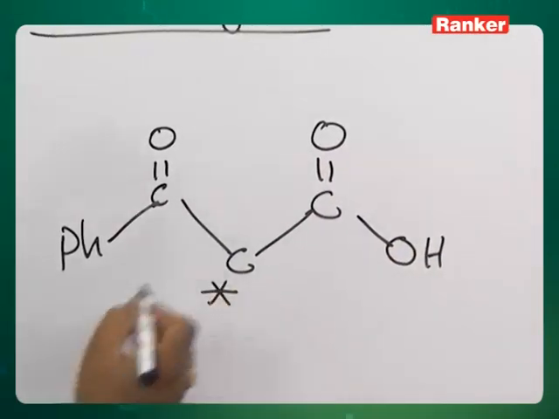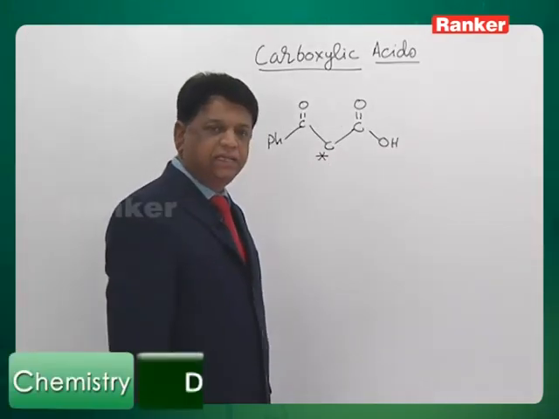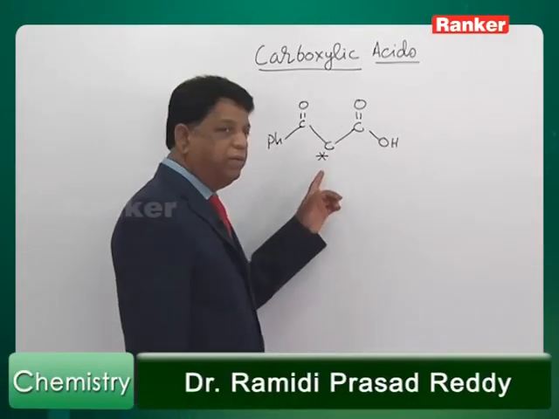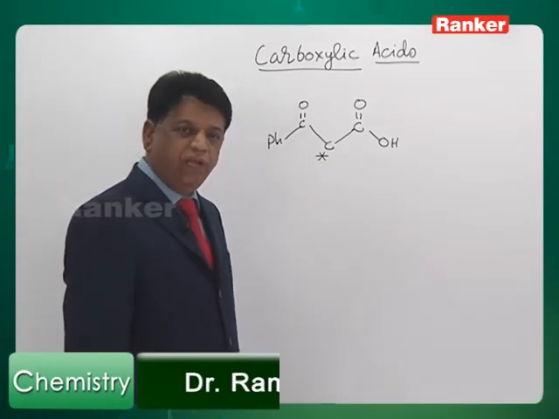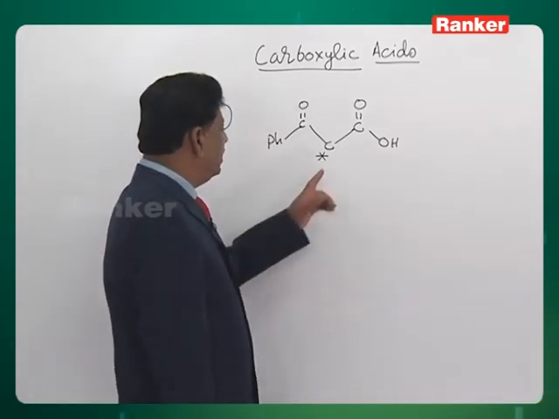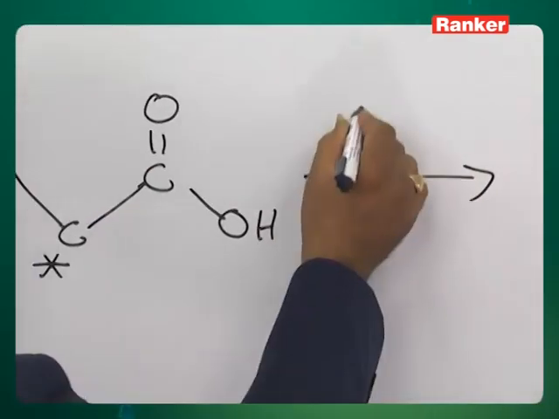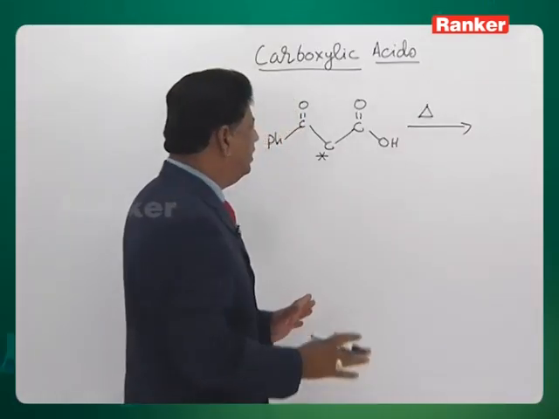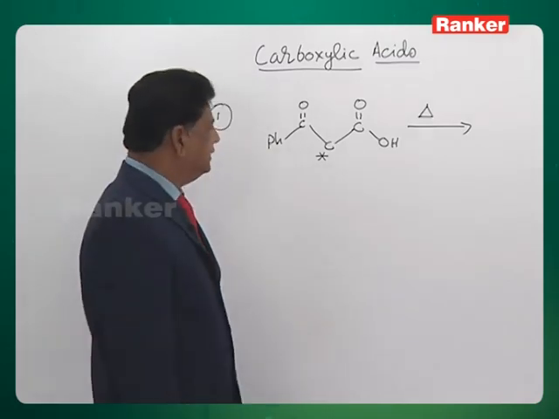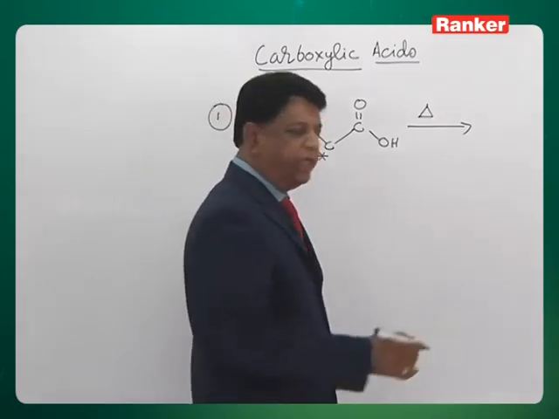this carbon is given as an asterisk, a labeled carbon, either it may be a C14 or a C13 and so on. So this compound on treatment with just heating, not any carboxylating agent, just heating, you get a compound E.